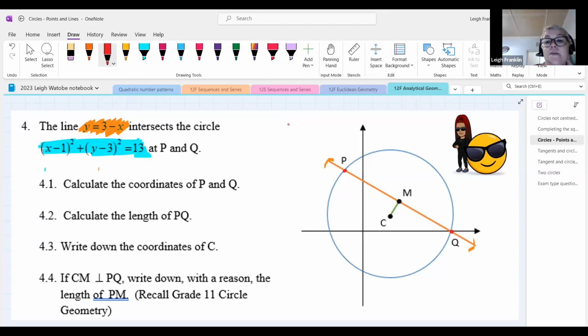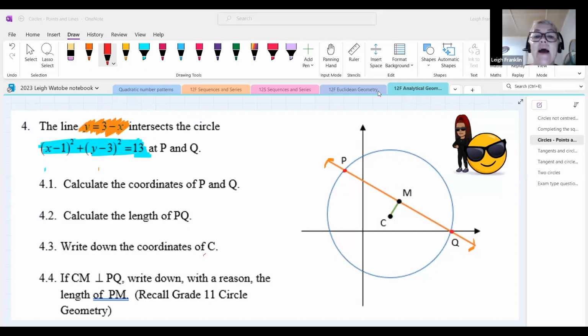The first thing that they want us to do is calculate the coordinates of P and Q. After we've done that, they want us to calculate the length of PQ. Then they want us to write down the coordinates of C. And then they ask us, if CM is perpendicular to PQ, to write down with the reason the length of PM, and then we're going to recall something from grade 11 circle geometry before we are able to do that.